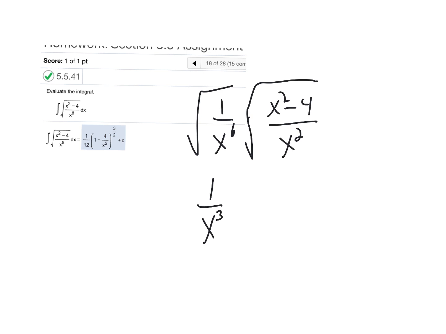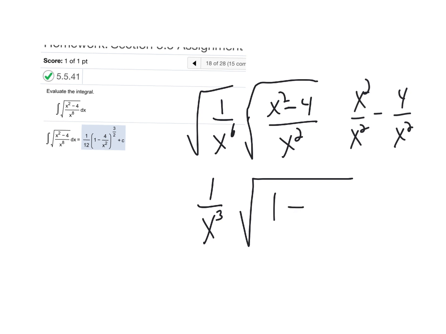And then for this one, what you've got to do is think about this as x squared over x squared minus 4 over x squared. So that gives me 1 minus 4 over x squared. And now comes the substitution. If we say u equals 1 minus 4 over x squared, well, that's the same as 1 minus 4x to the negative 2.